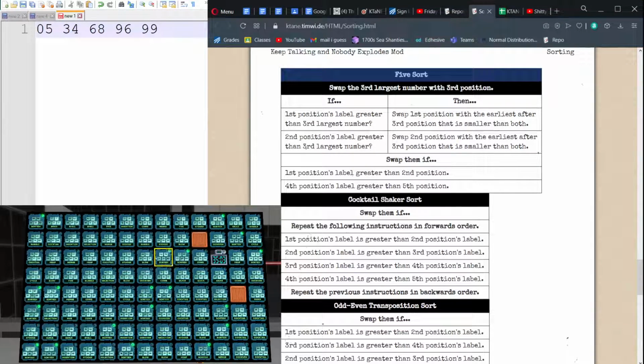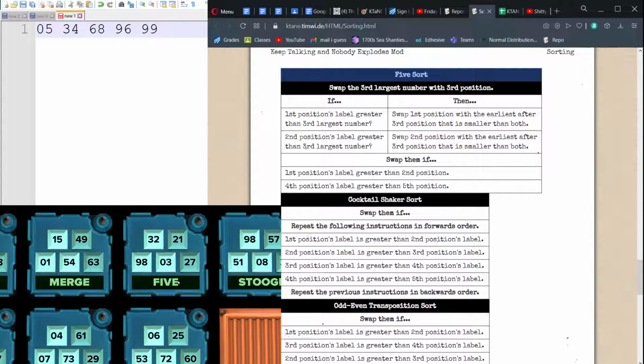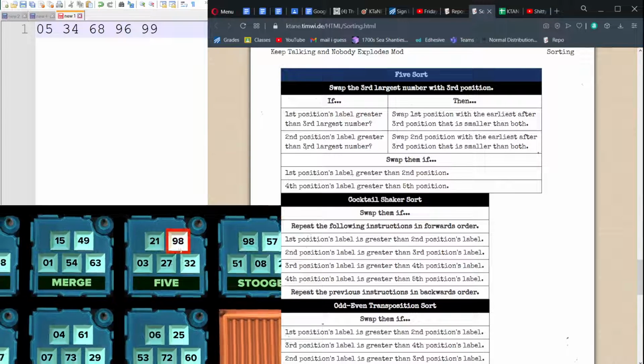Under the second example, where's 5? There it is. So we find the third highest one, that would be this 27. Let's see. And then we take this 98, because 98 is greater than this 27. So, we find the earliest position that is unsorted for this 5, or we find the earliest one that is less than both of these, which is 21. And then we do the same for 32. This 3 is less than both this 27 and this 32, so we swap. And then we swap 1 and 2, because those aren't sorted. And then 4 and 5.